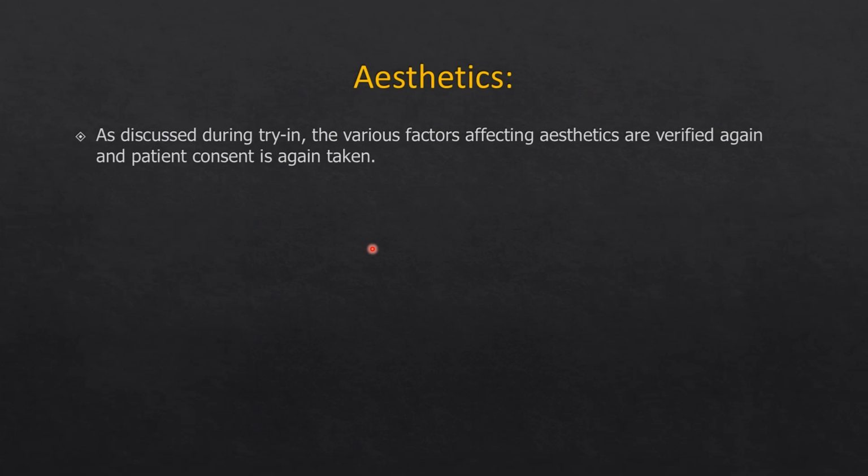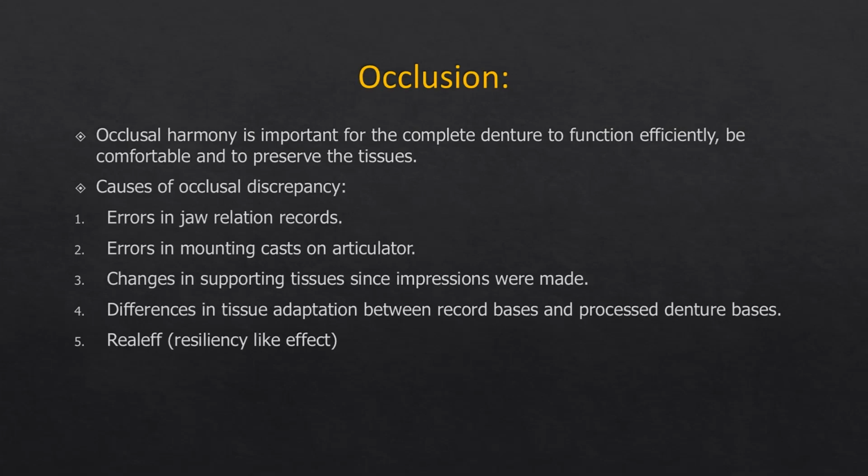So next step, of course, we have to check for aesthetics: the lip fullness, the labial fullness, the buccal fullness, and the incisal visibility depending on the age of the patient. And if the flanges are too thick, they should be trimmed and thinned out at this stage. Next, coming to the occlusion.